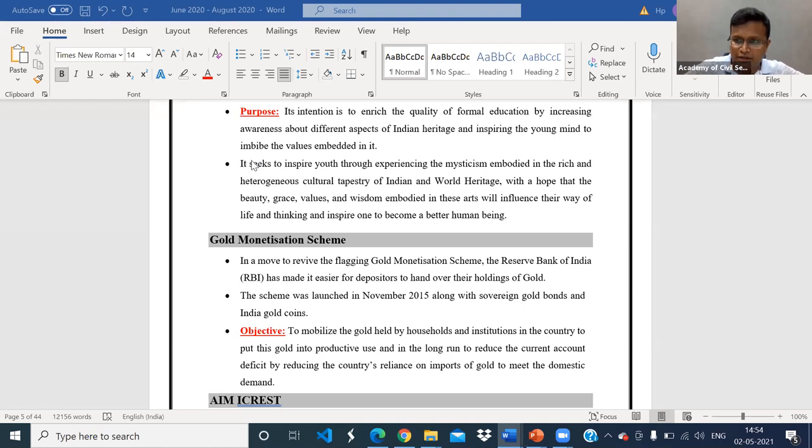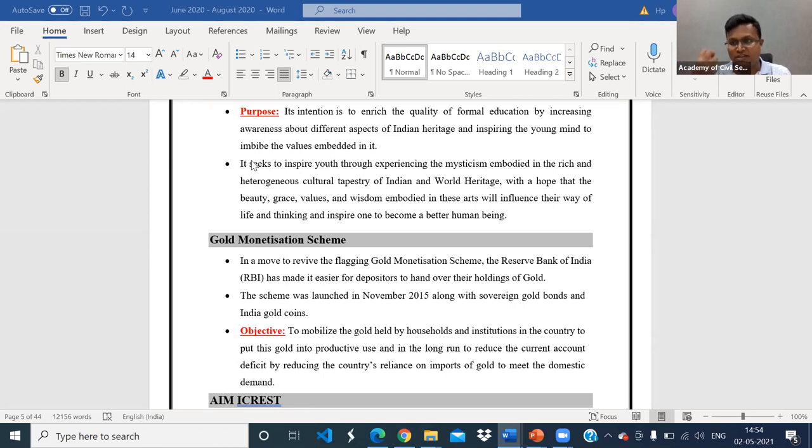RBI wanted to find a solution for this, because unnecessarily our balance of trade deficit and balance of payment deficit increases. That is why RBI has declared a gold monetization scheme. It is a scheme which promotes people who have gold in hand to sell the gold to RBI or to any other organization and monetize it, or convert the gold into gold bonds.